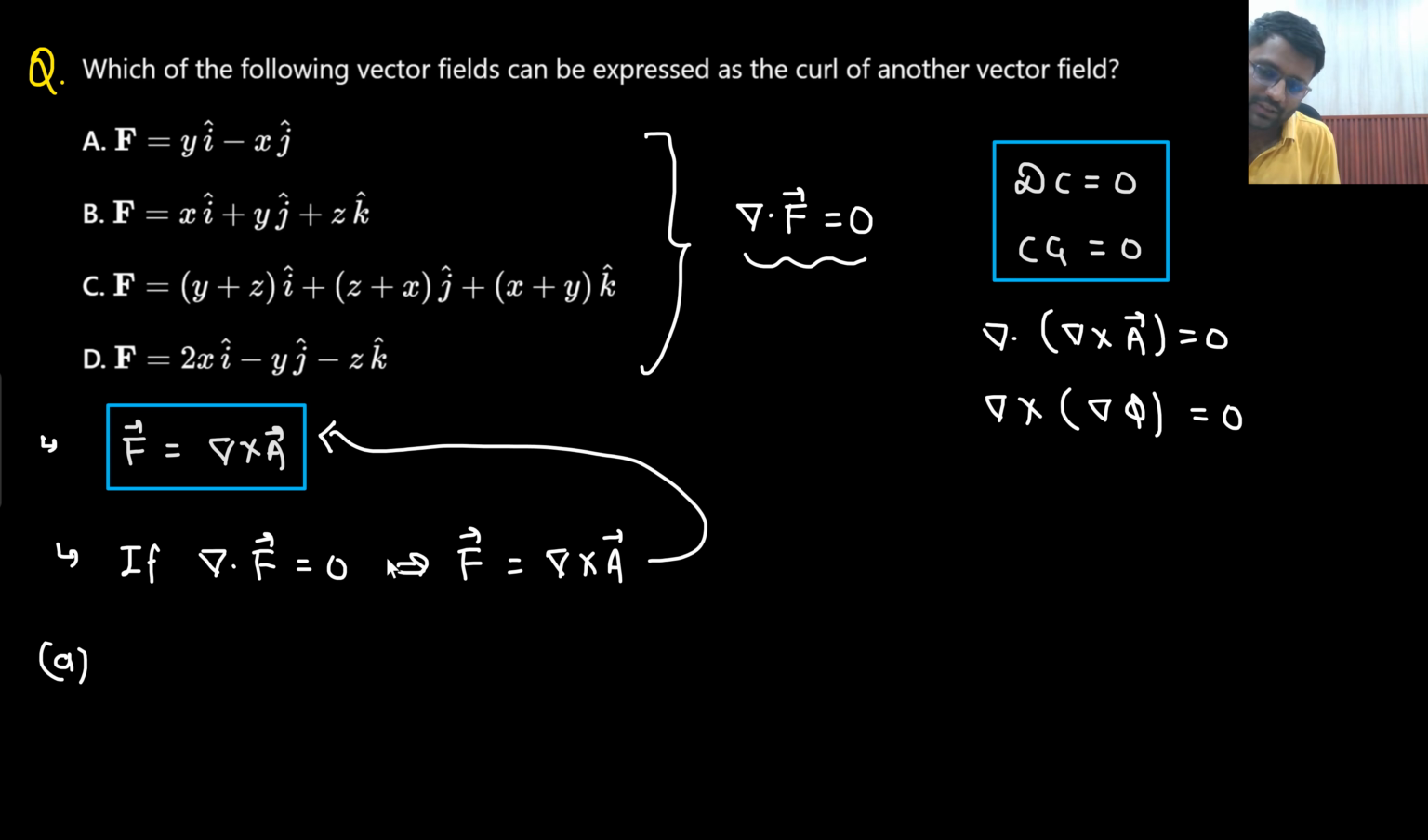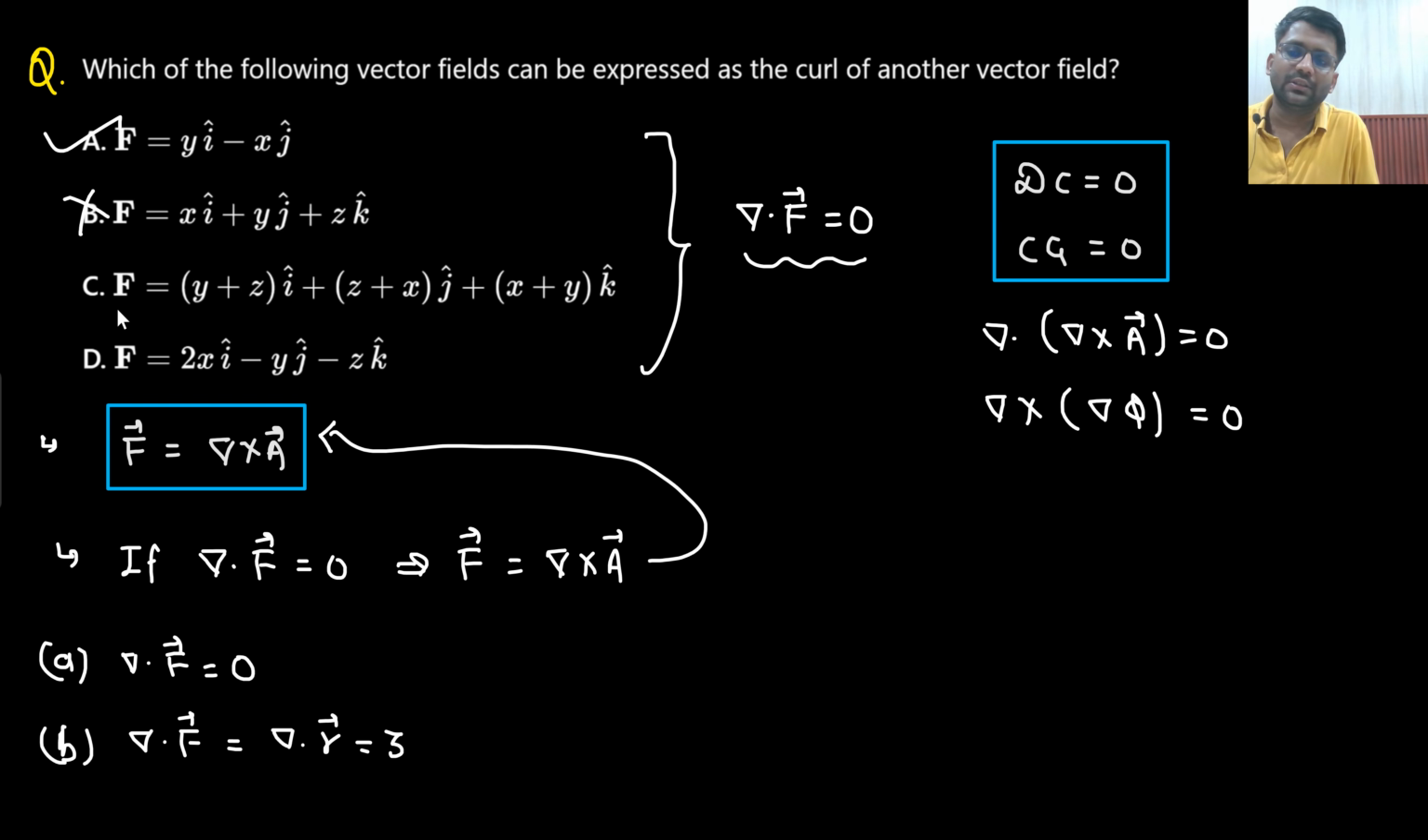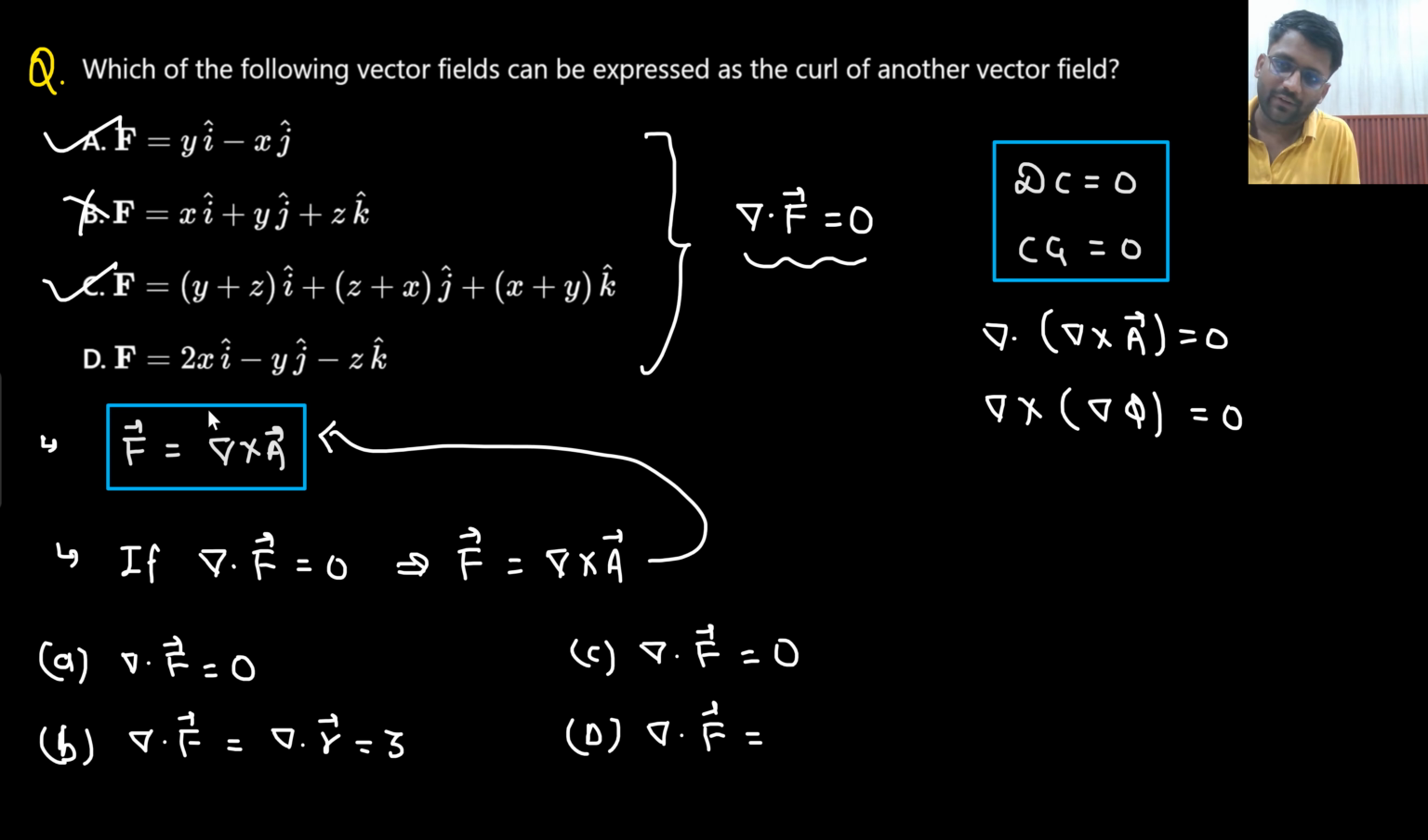So option A, what is del dot f? I am calculating del dot f. So the i cap part will be differentiated with x, 0. It is 0 only. Option A is correct. Option B, do I need to calculate del dot f? No sir, del dot f is nothing but r only. It is the position vector. Sir, it will be equal to 3 only. I already know. So this is not correct. Then option C, del dot f I am supposed to calculate. So first you differentiate with respect to x, 0, with respect to y, 0, with respect to z, 0. It will be 0 only. Option C correct. And option D, del dot f: differentiation with respect to x, 2, with respect to y, minus 1, with respect to z, minus 1. What is the answer? 0. This option is also correct.